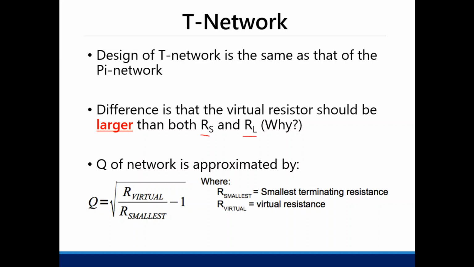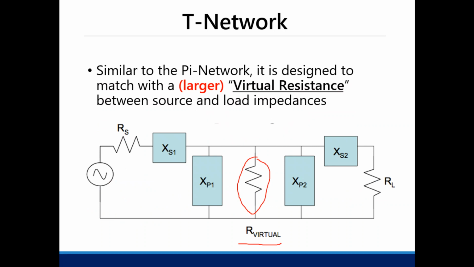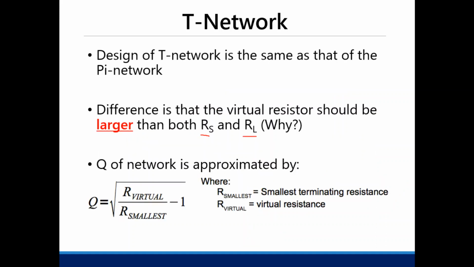So it's larger because, again, this resistance is shunt to some reactances. And since it's shunt, this virtual resistance will become smaller to match with RL. So that means this virtual resistance should be larger than both of them to be able to match to both RS and RL at the same time. Okay? So the Q of the network is approximated by this equation.